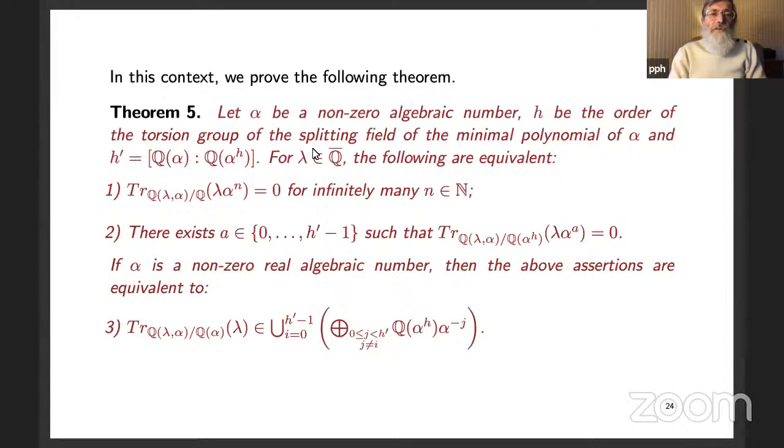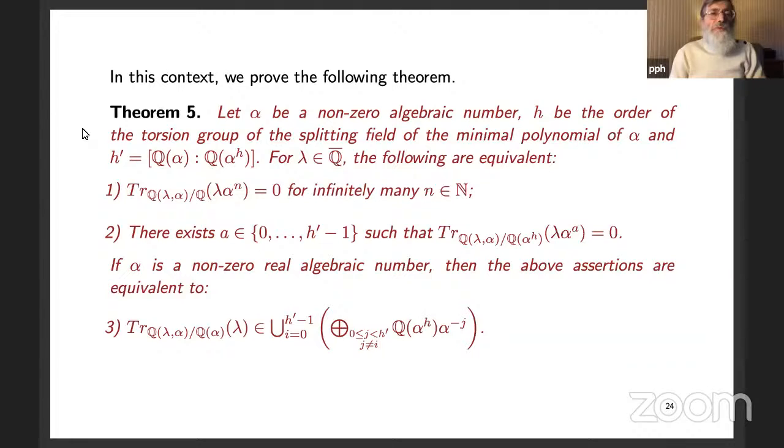And we have the following theorem in this context. So this is an equivalence between 2 and plus 1 statements. We take alpha to be a non-zero algebraic number again, h to be the order of the torsion group of the splitting field of the minimal polynomial of alpha. In the previous example, I pointed out that this was 2.